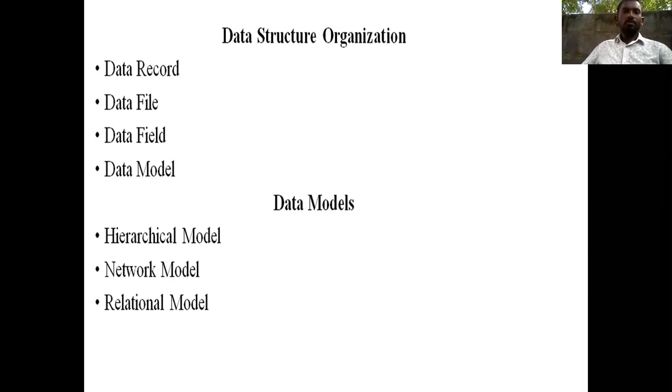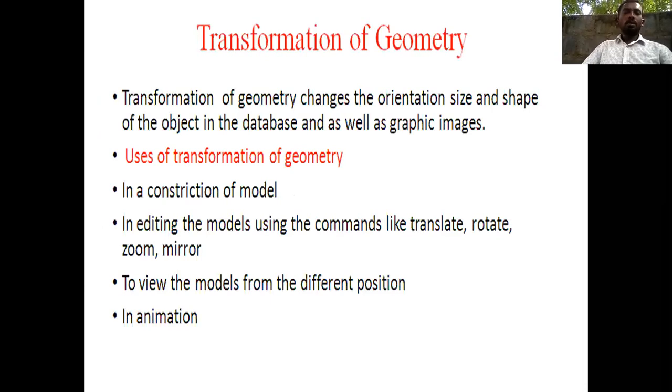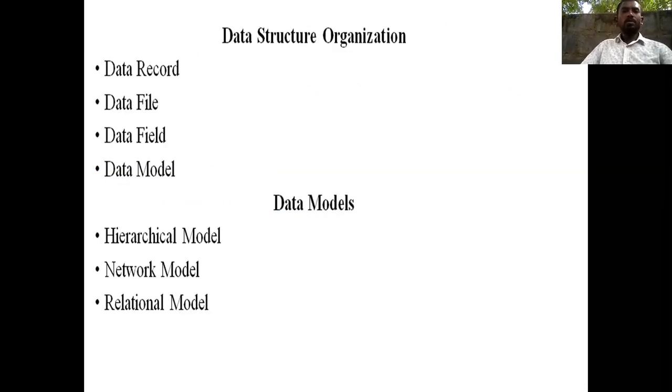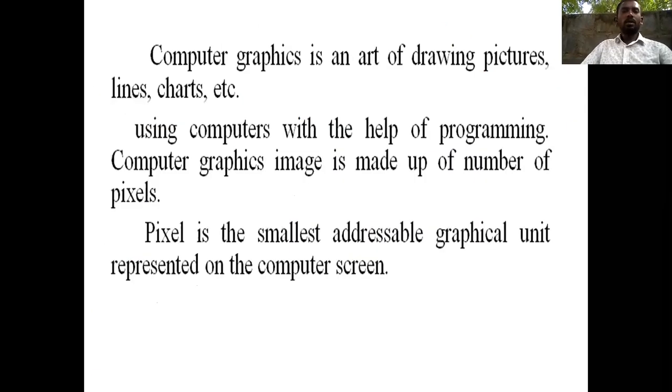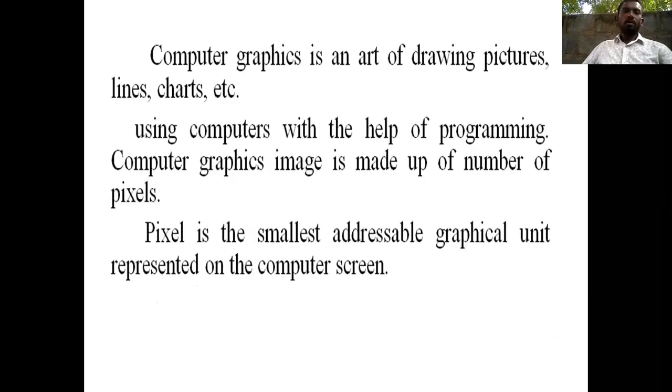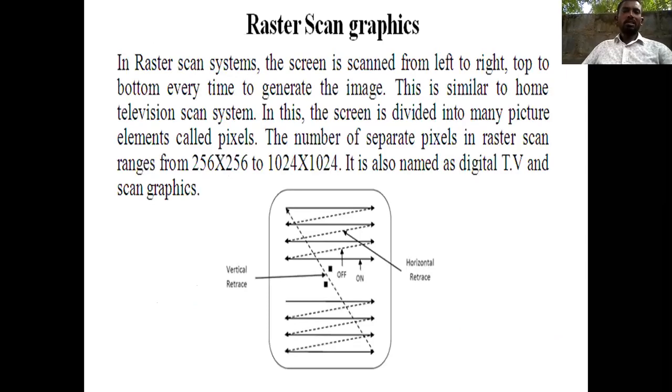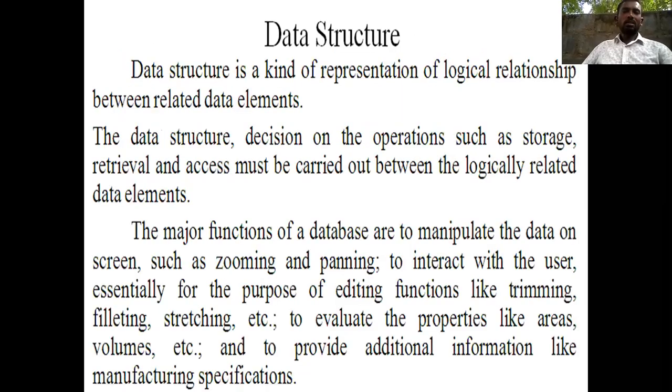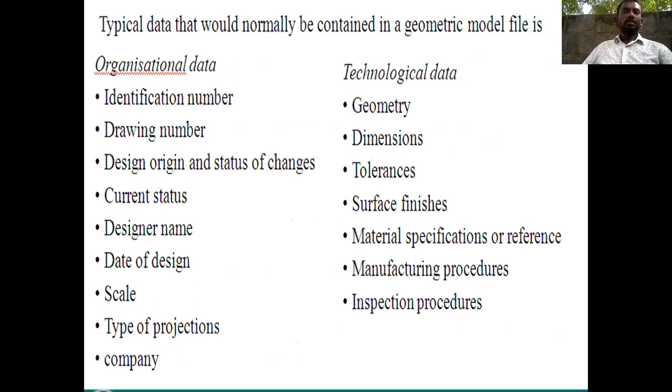See here, another one, so it is the data structures. These are our basics, the basics of today's class, that is computer graphics. What is computer graphics? Next one is raster scan graphics. Next one is the data structure, with organizational data and technological data. So it is the basics about computer graphics in total.